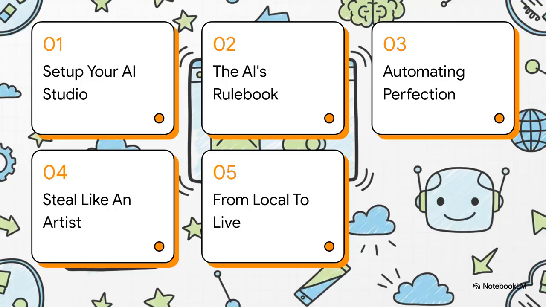Here's our game plan for today. We'll start with the basic setup. Then we're going to give our AI a brain and a rulebook. After that, we'll look at how to automate the path to perfection, learn how to borrow inspiration like a pro, and finally take our project from our own computer to a live website for the whole world to see.